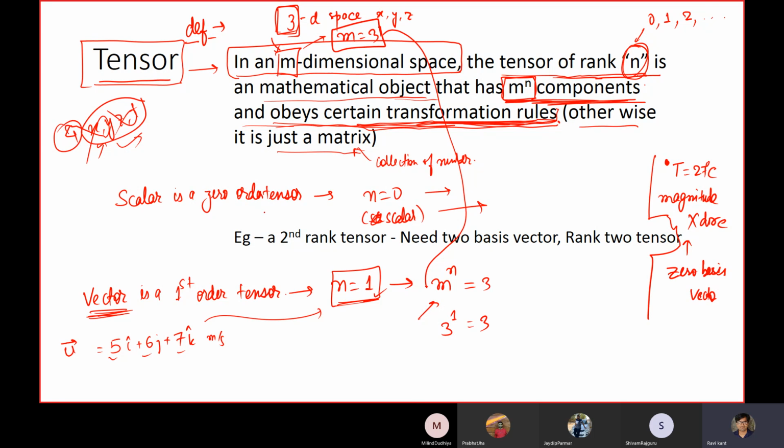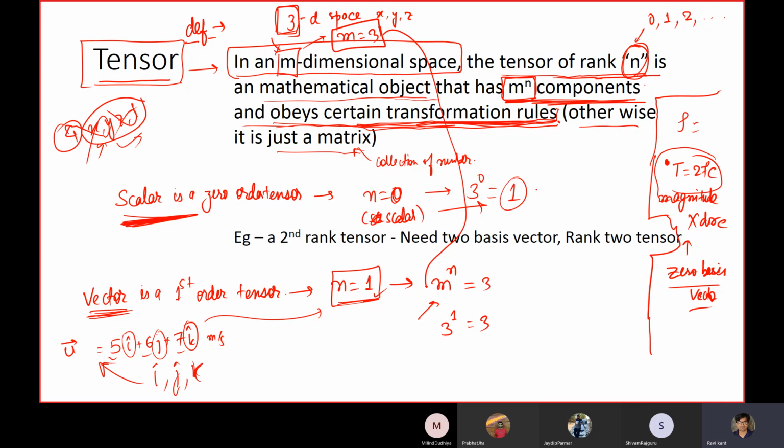In similar fashion, three components means you have three basis vectors: i, comma j, comma k. These are the three basis vectors based on which you have decided your velocity in three-dimensional space. But when you talk about temperature or density, some scalar quantity, you don't have to specify any components. So that's why you have zero basis vectors. Since n is 0, 3 to the power 0 is equal to 1, which is the number of components you have.